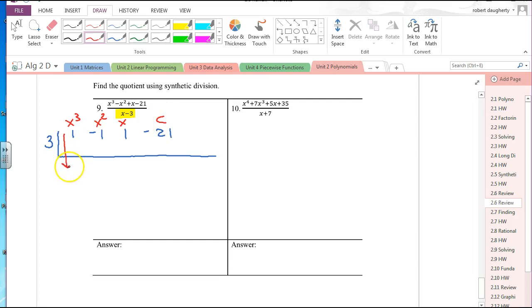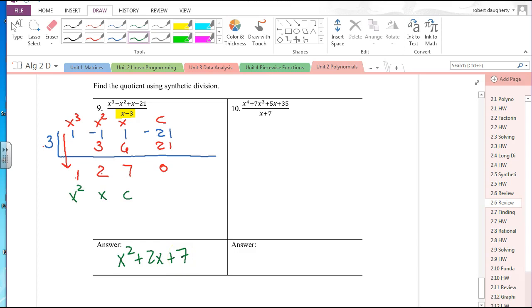First step, bring this 1 down. 3 times 1, that's 3. 3 minus 1 is 2. 3 times 2 is 6. 6 plus 1 is 7. 3 times 7 is 21. Add that to get 0. And if you look at it, this corresponds to my x squared, my x, and my constant. So when I do this division in number 9, my answer is x squared plus 2x plus 7.